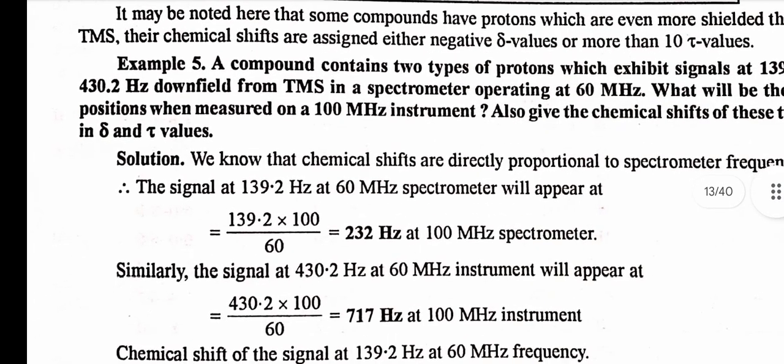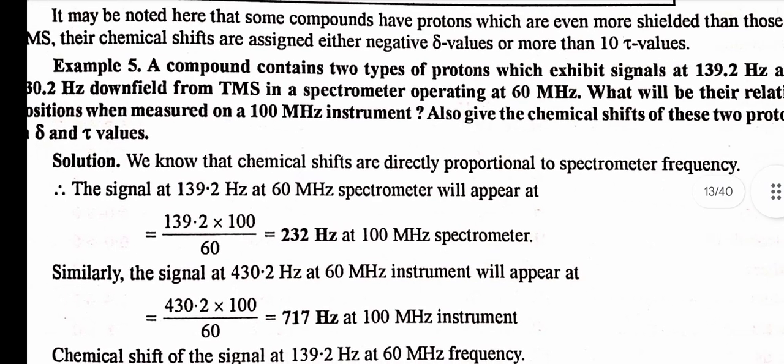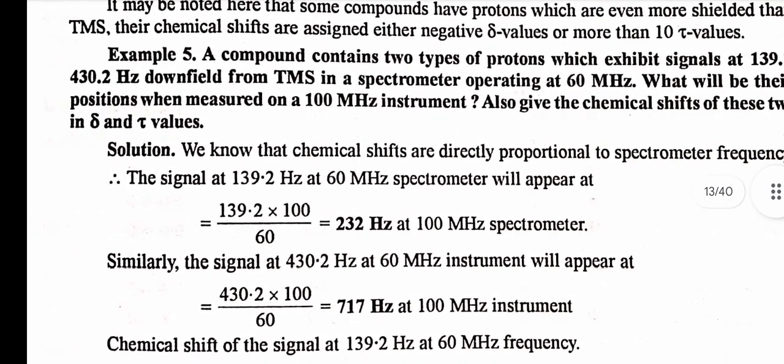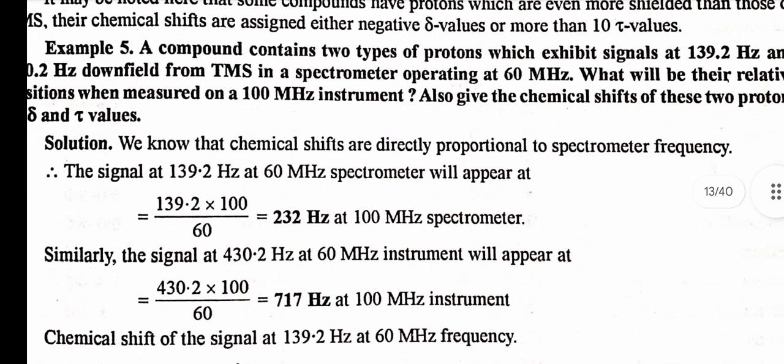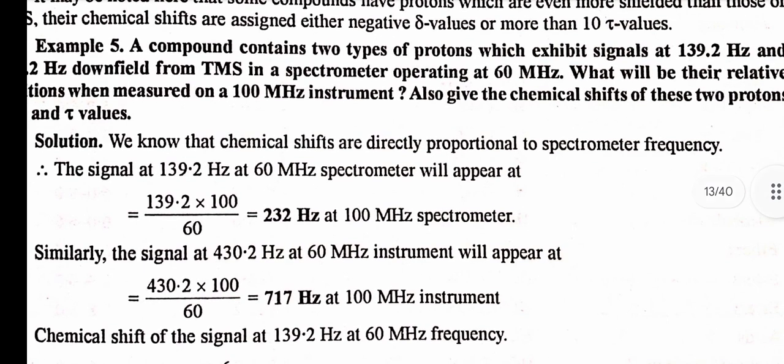It may be noted here that some compounds have protons which are even more shielded than those of TMS. Their chemical shifts are assigned either negative delta values or more than 10 tau values.